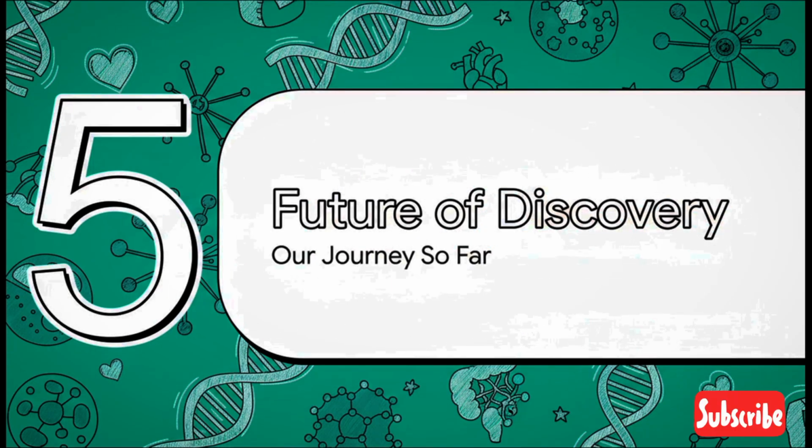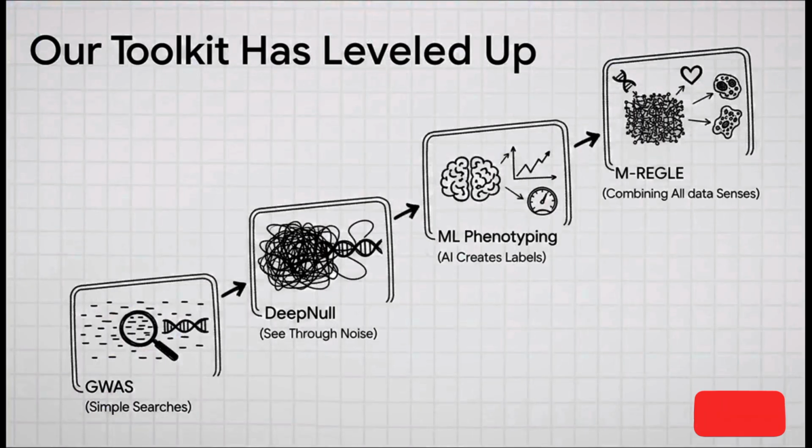So, what a journey, right? We've basically watched the scientific toolkit for understanding our DNA level up again and again, with each new idea building on the one before it. I mean, think about it. We went from those early, simple searches with GWAS to getting a whole lot smarter about seeing through the biological noise with DeepNull. Then we took a huge leap and let the AI create its own, much better labels. And finally, we taught it to combine all its senses with EMERGEL. Every single step has peeled back another layer of the onion, getting us closer to the real biology underneath.